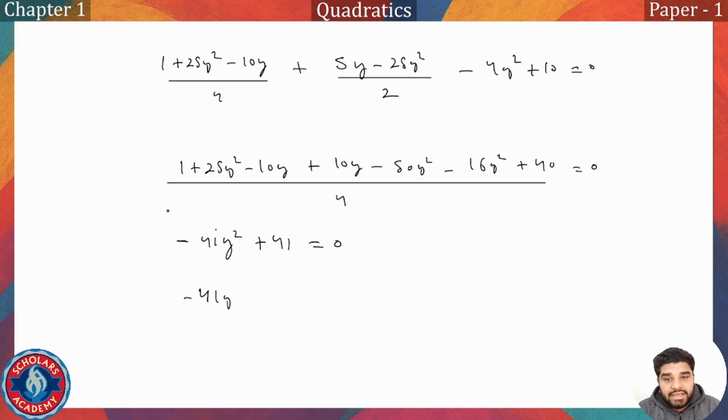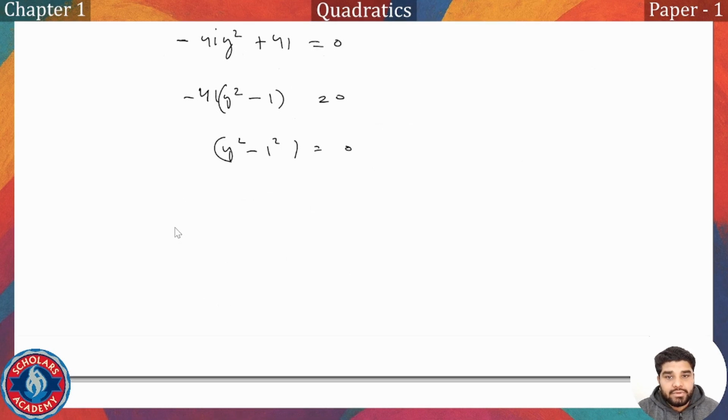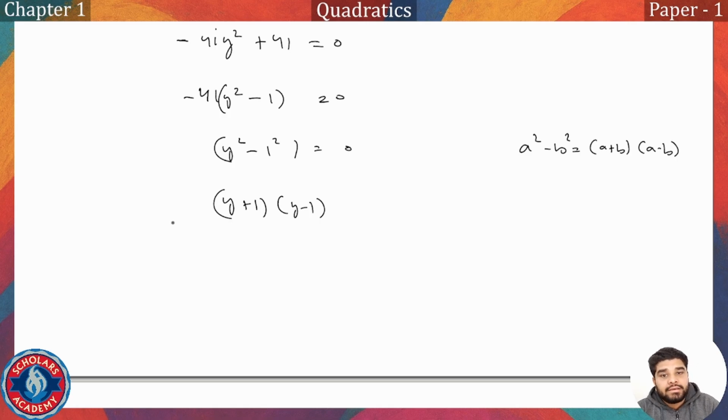So from here we can take negative 41 common, we get y square minus 1 is equal to 0. So this negative 41 goes to the other side, gets cancelled out. We get y square minus 1 square is equal to 0. So from here we can form two factors of this equation, y plus 1 and y minus 1, because it's similar to a square minus b square, which is a plus b and a minus b, is equal to 0. So from here we get y is equal to negative 1 or y is equal to 1.